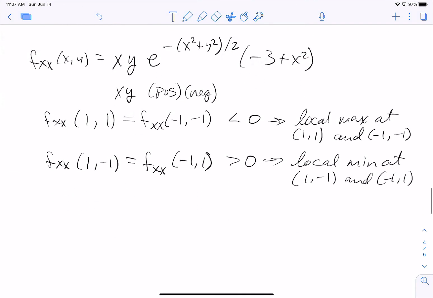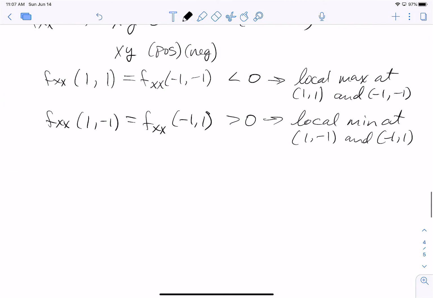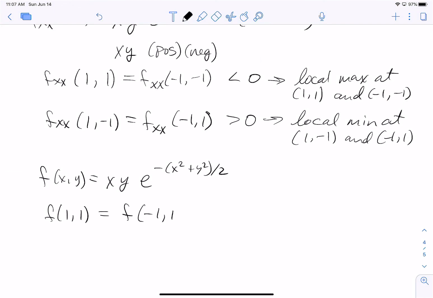But knowing where they are does not tell us what they are. For that, we go back to the original function. f was given to be xy times e to the negative quantity (x squared plus y squared) over 2. The function f at (1, 1) will turn out to be the same as the function f at (negative 1, negative 1), and you can confirm that that's e to the negative 1. f at (negative 1, 1) is equal to f at (1, negative 1), and they equal negative e to the negative 1.